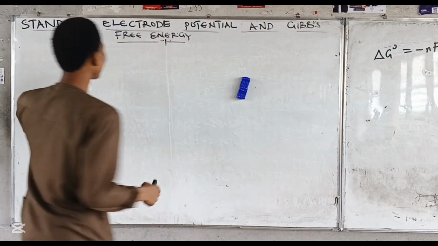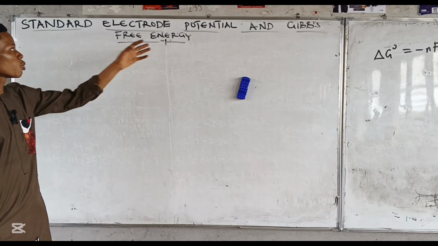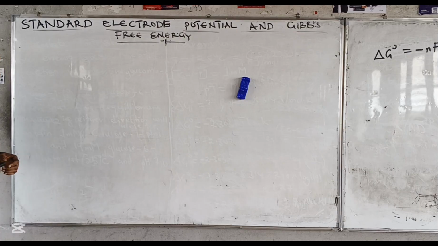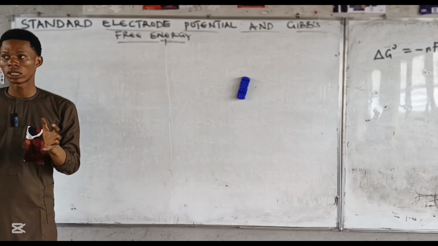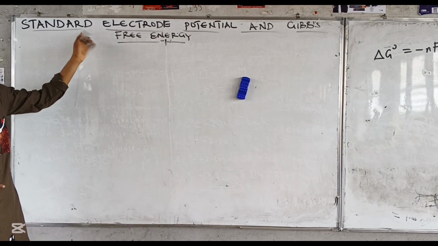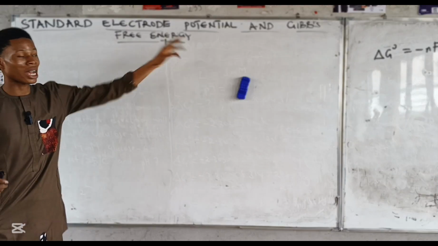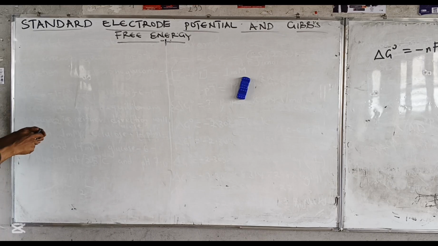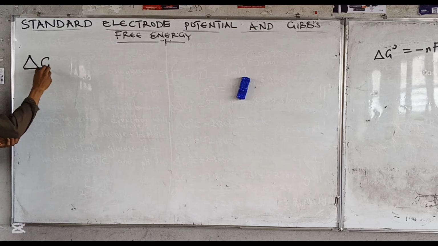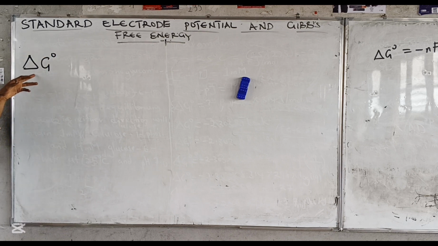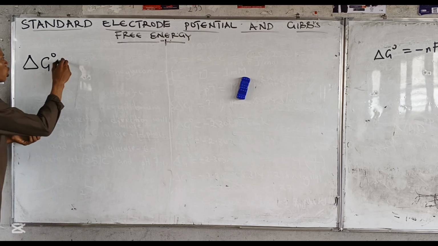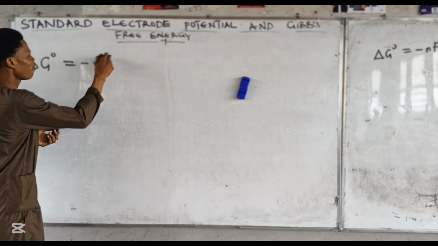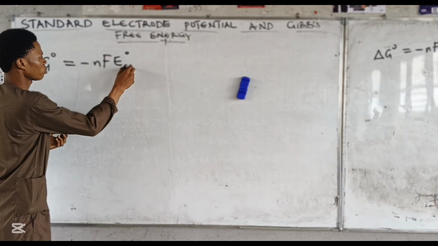All right, so standard electrode potential and Gibbs free energy. Now, we've seen Gibbs free energy. Now, we want to see how we can combine standard electrode potential and Gibbs free energy. They can be combined as, if I write this, what's this? Standard Gibbs free energy, right? Equal to minus nF E naught cell.